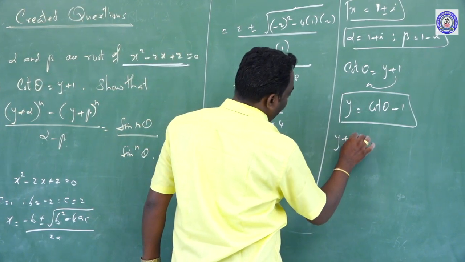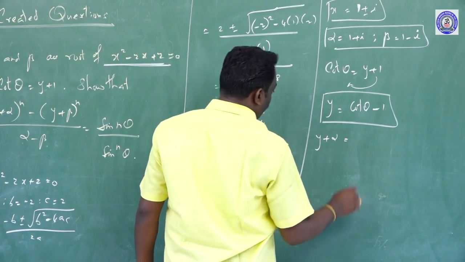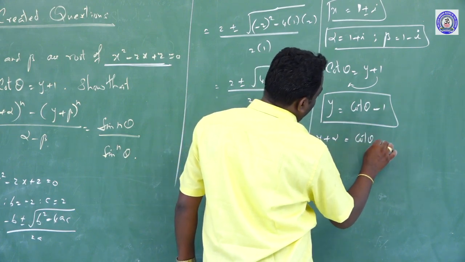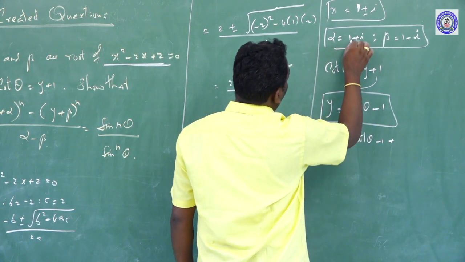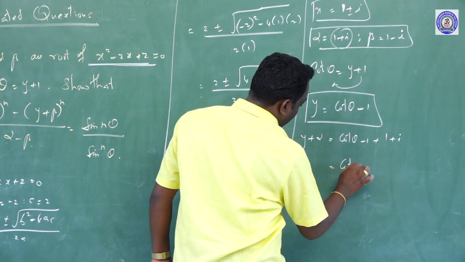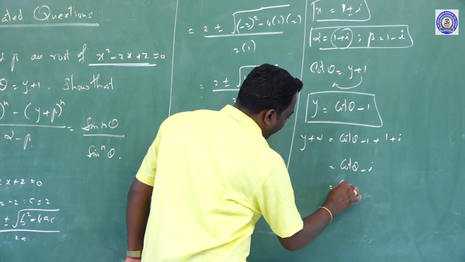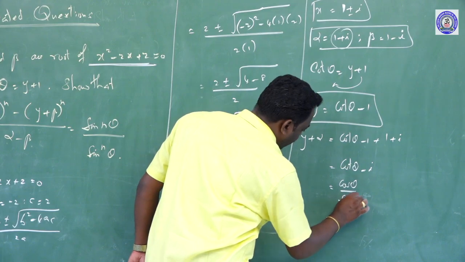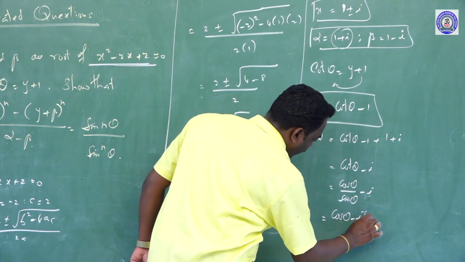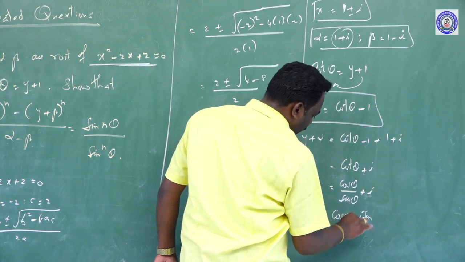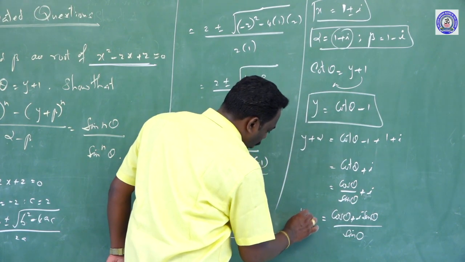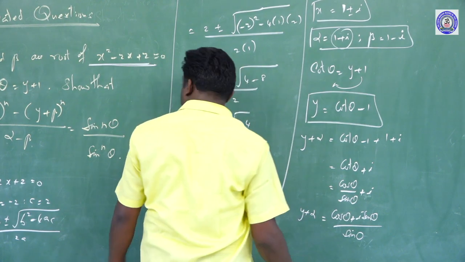Therefore, y plus alpha is what we want to find. So what is the y value? y equals cot theta minus 1 plus alpha, where alpha equals 1 plus i. So minus 1 plus 1 cancel, giving cot theta plus i. We can write cot theta as cos theta by sin theta, plus i. Taking the common denominator: (cos theta plus i sin theta) by sin theta. Now we take the whole power n.